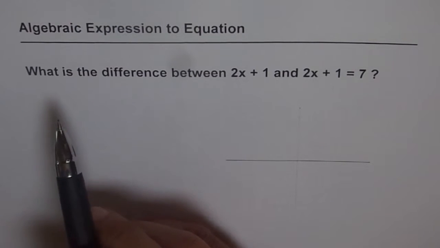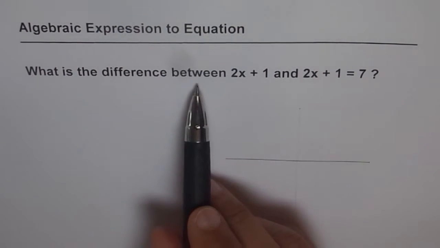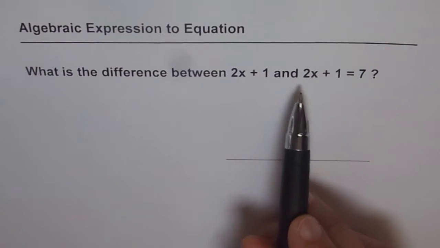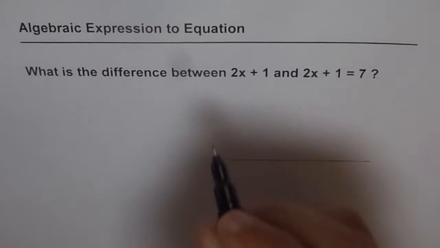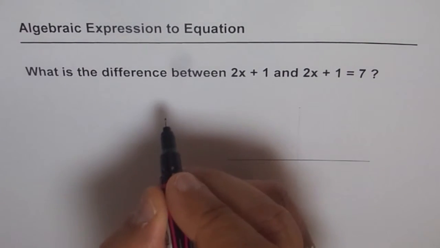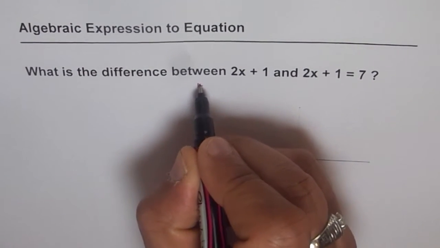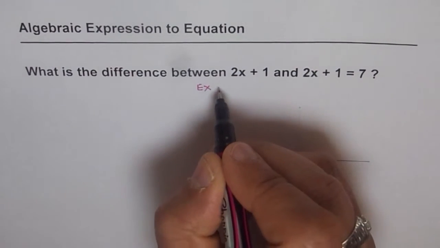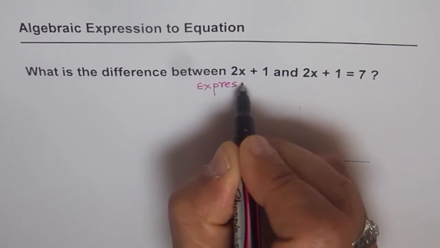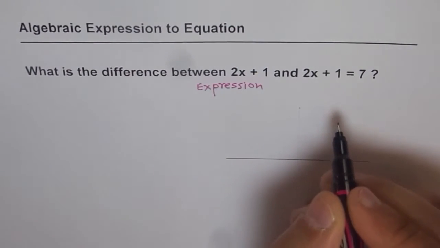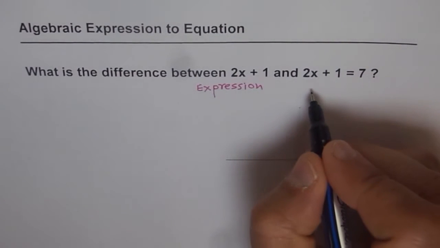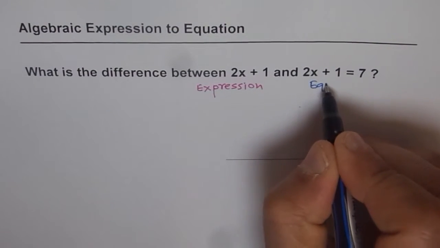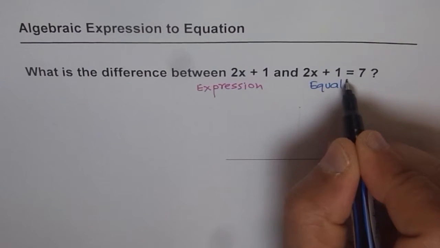Now the simple question is, what is the difference between 2x plus 1 and 2x plus 1 equals 7? Now just talking about expressions and equations, I can say one thing, that 2x plus 1 is an algebraic expression. It lacks an equal to sign, so it is an expression. On the other hand, 2x plus 1 equals 7 is basically an equation. Do you understand? So that is a major difference between the two.